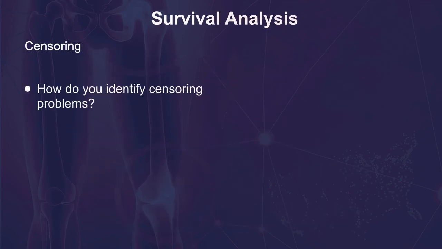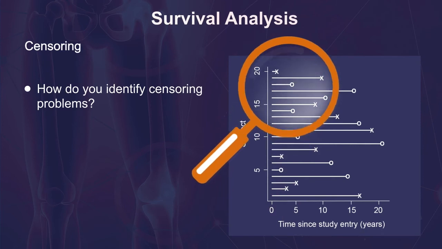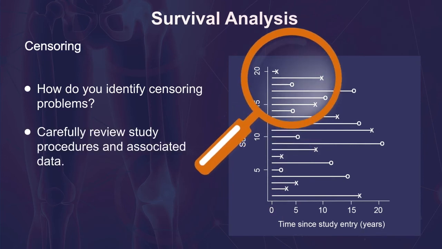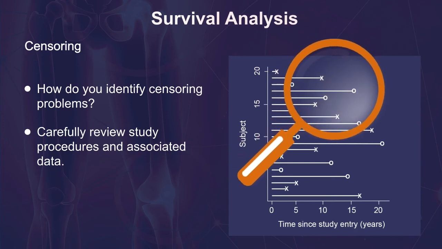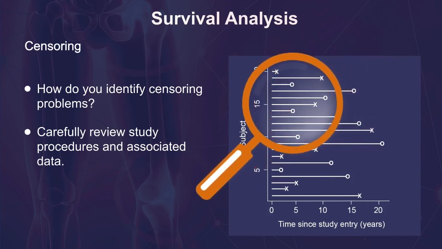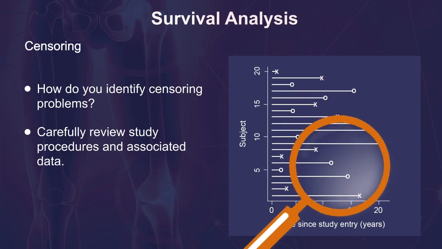How do you identify censoring problems? Identification of potential problems related to censoring requires careful review of study procedures and the data. For example, in a prospective surveillance study after surgery, is it possible the patient did not return for a follow-up visit because the patient has died? If so, does the study have procedures in place for collecting death information, or is data only collected at the follow-up visits?